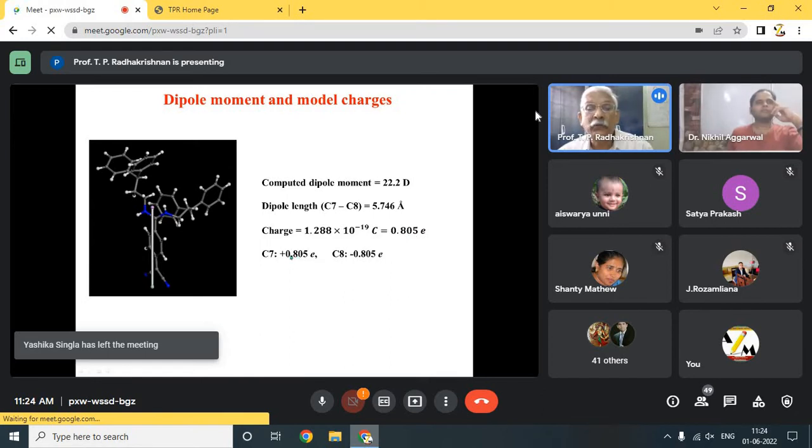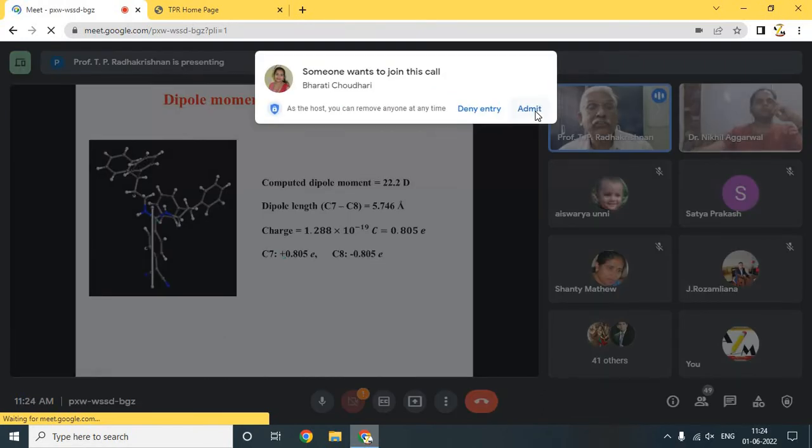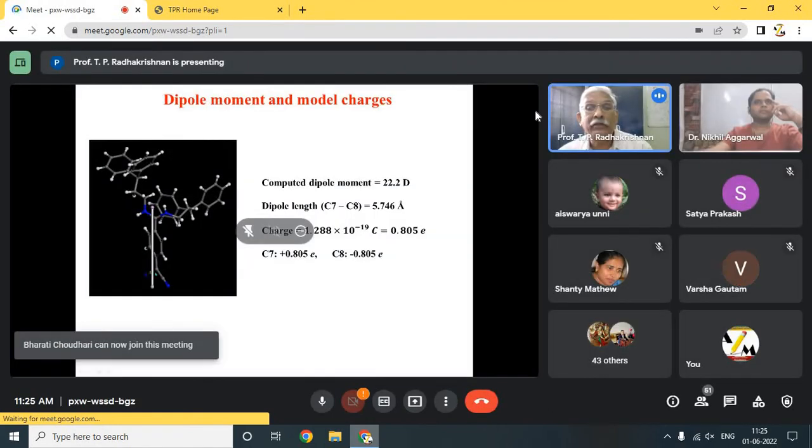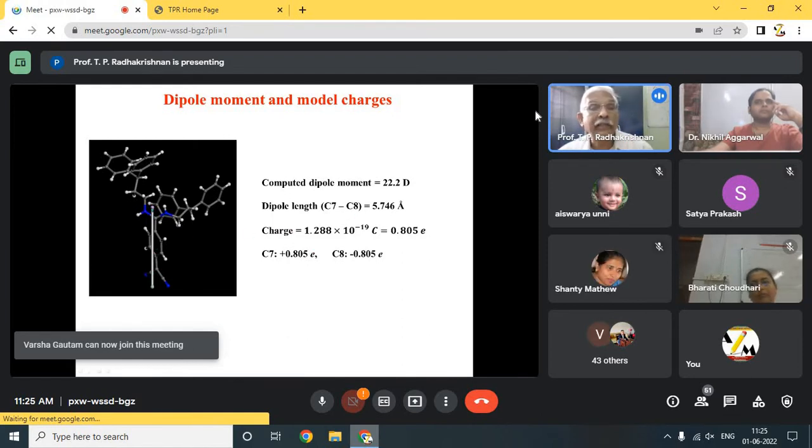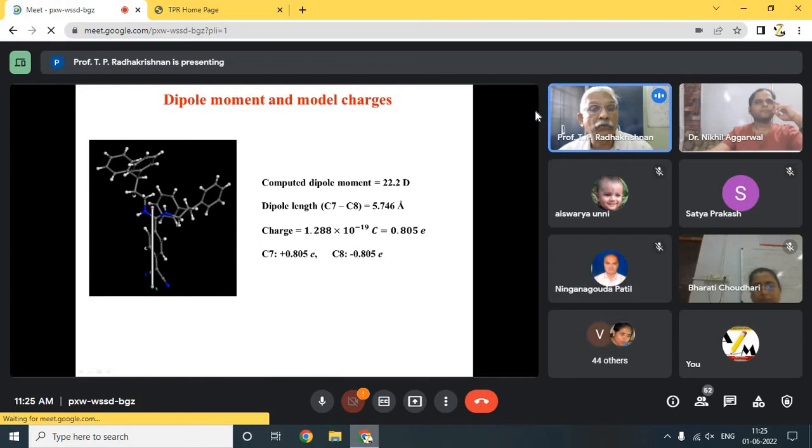So you essentially model the charge on these points as about 0.8 plus here and 0.8 minus here. And of course the calculation also gives you the dipole vector. So I can actually place the dipole vector, which is parallel to this. This is a computed dipole vector. The pink shows the positive end, the green shows the negative end. So this is our model of the molecular dipole.